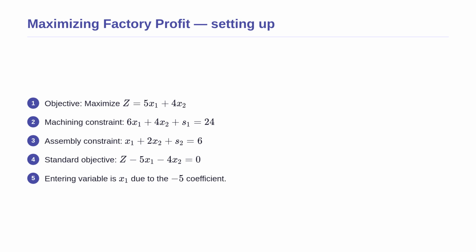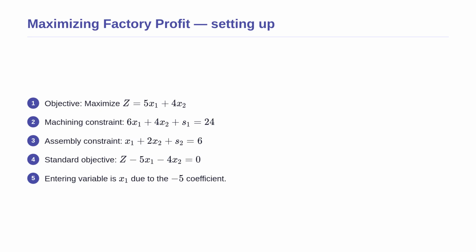Let us apply this to a factory scenario. We are given an objective to maximize profit Z equal to 5x1 plus 4x2. This is subject to a machining constraint and an assembly constraint, which we have already converted to standard form using slack variables S1 and S2.